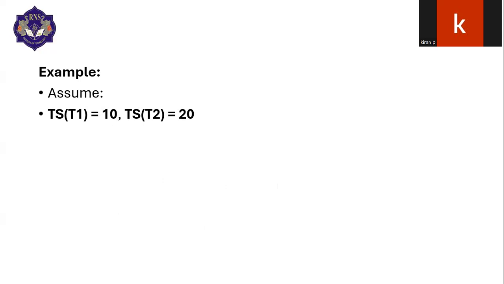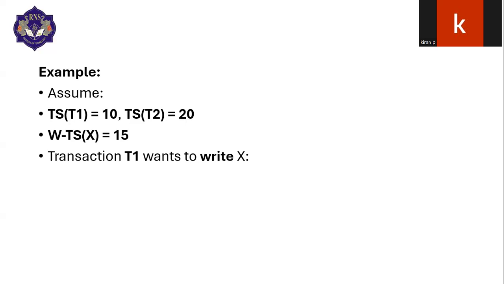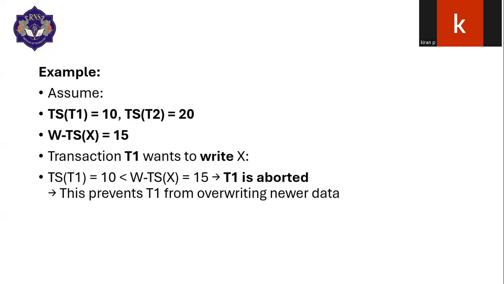So we have a transaction T1, which started at 10 o'clock. Transaction T2 started at 20 hours. We have WTS of X as 15. Now transaction T1 wants to write X. Somebody else had written the object X at 15, so T1 wants to write X once again. So what is TS of T? TS of T is 10, which is less than WTS of 15. So T1 gets aborted. Very simple concept.